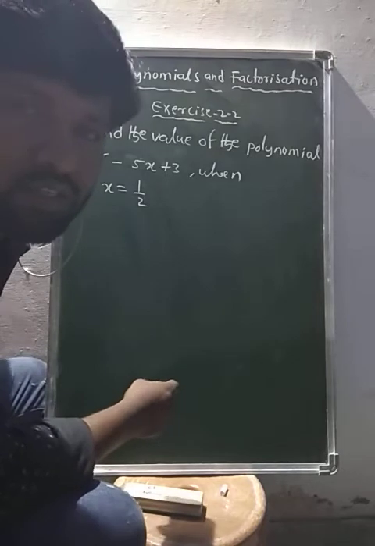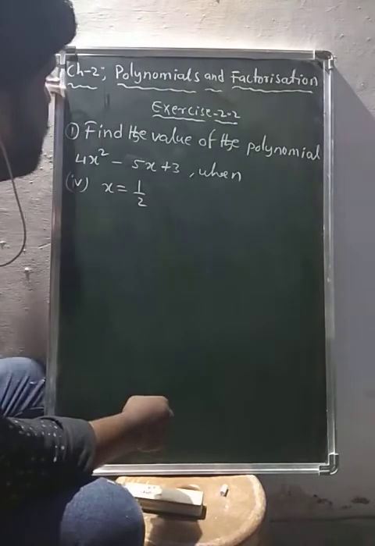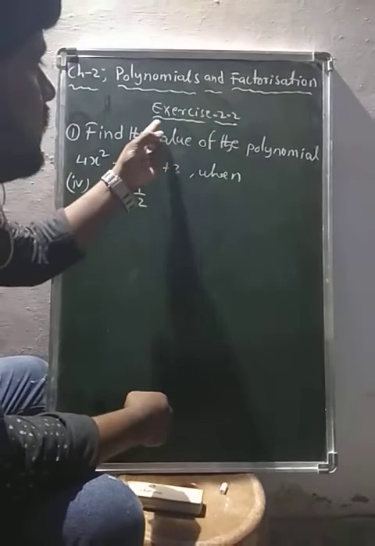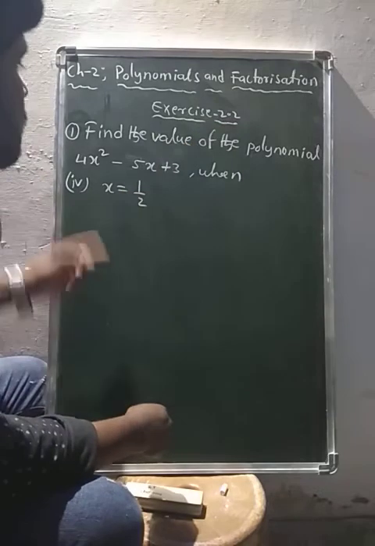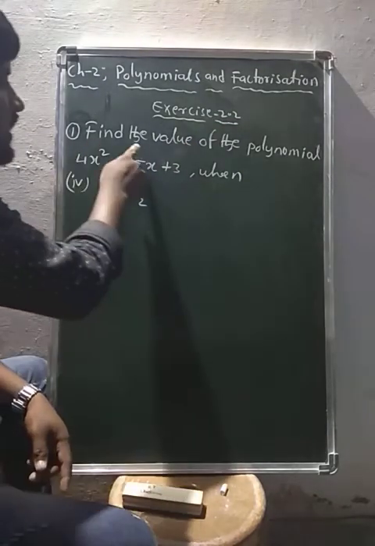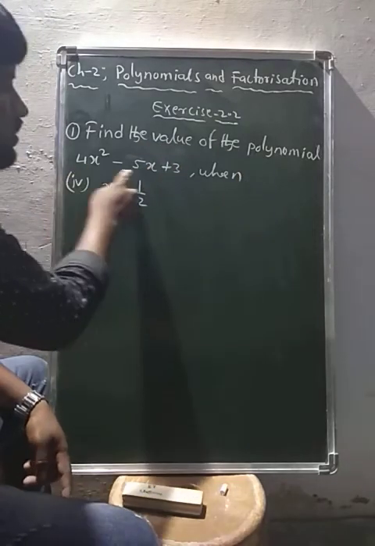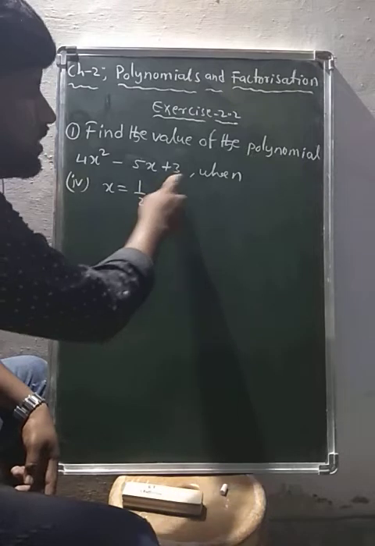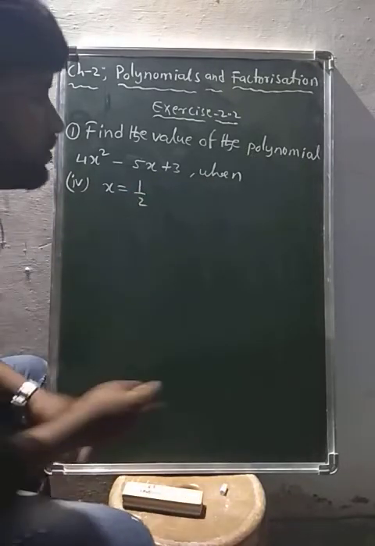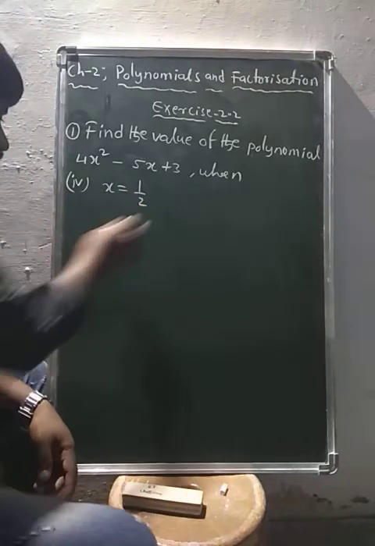Good afternoon, students. Today we are going to discuss chapter 2 polynomials and factorization, exercise 2.2, question number 1. The question is: find the value of the polynomial 4x square minus 5x plus 3 when x is equal to 1 by 2. Now see its solution.